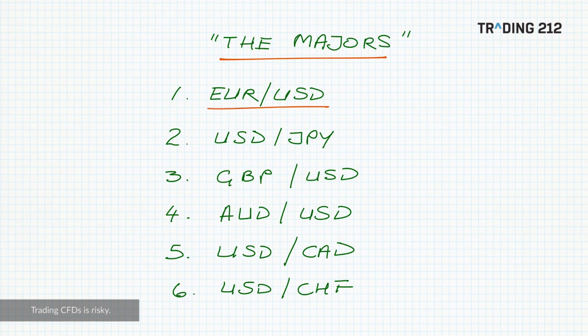Number 1, euro dollar. Second, dollar yen. Third place, we have cable. Fourth, the Aussie dollar against the US dollar. Fifth, the US dollar against the Canadian dollar, often just called dollar CAD, or the US dollar against the loonie. And then in 6th, we have dollar Swiss.